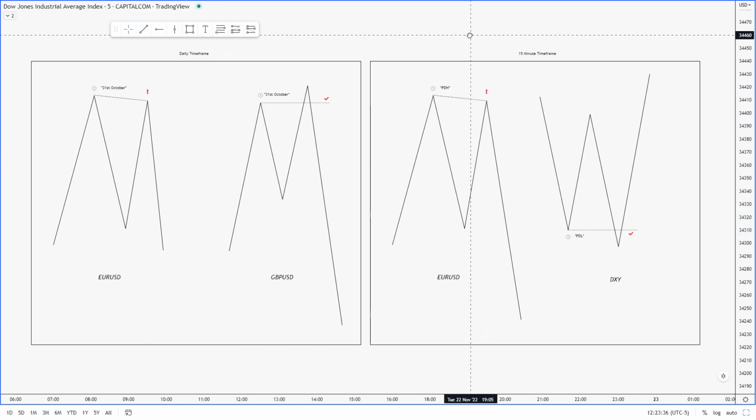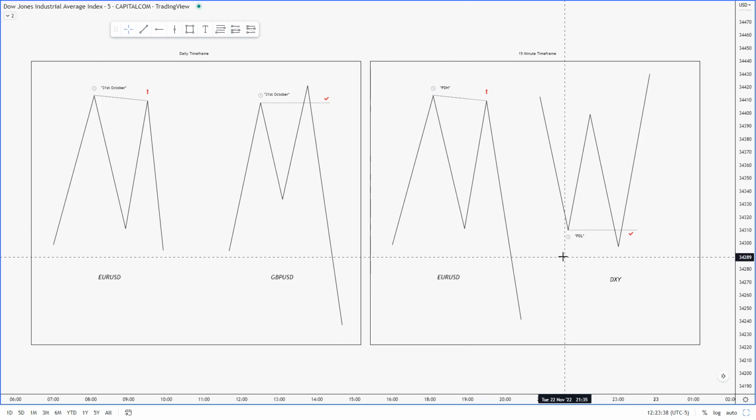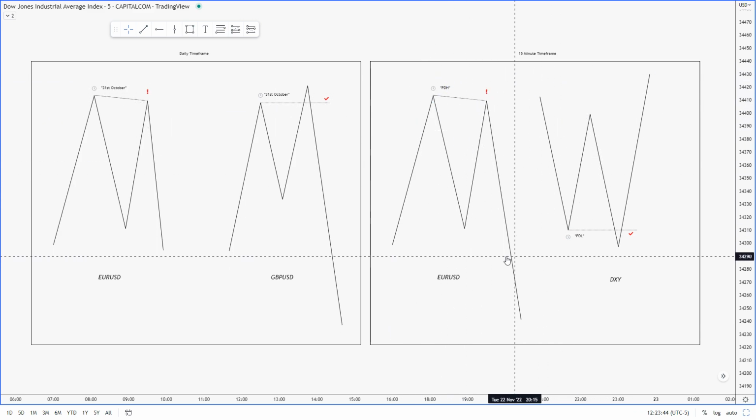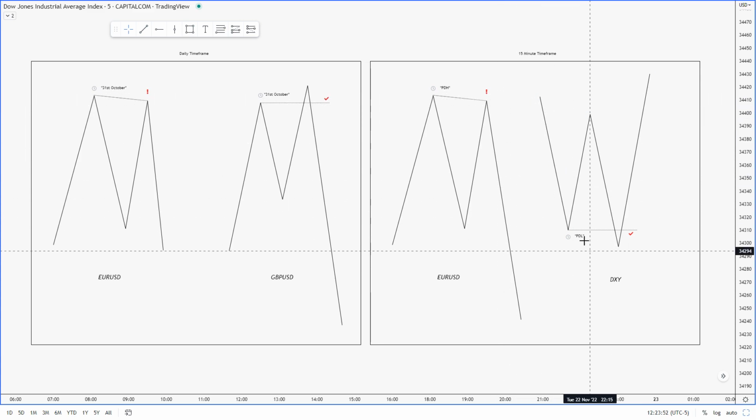Same with the dollar here. Obviously this would be considered low resistance liquidity because of the equal highs here. This would be considered high resistance liquidity. So you might look to trade into this low resistance liquidity here without seeing this SMT here.